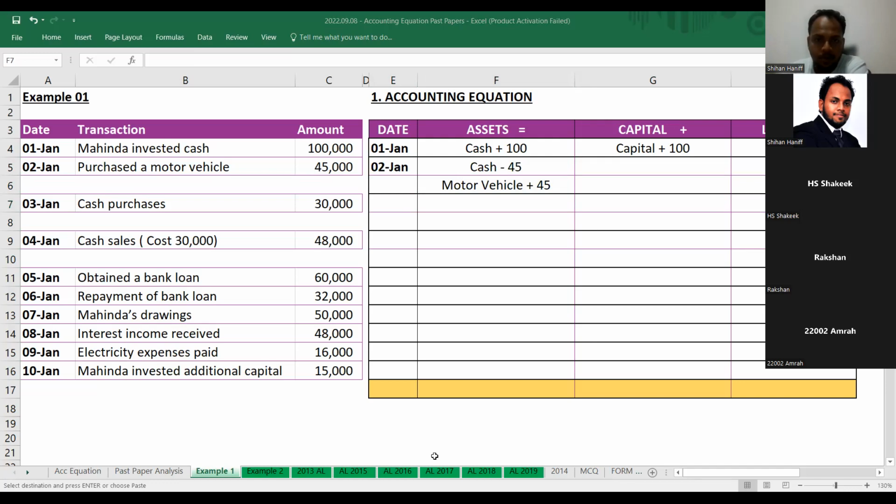There is a question, sir. Do we have to write within the brackets? No need. If you just say minus, it's minus 45. Even if you write within the bracket, that's fine. It's all right.